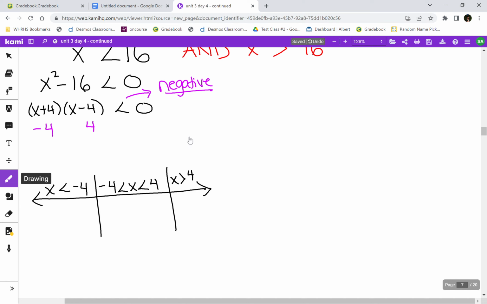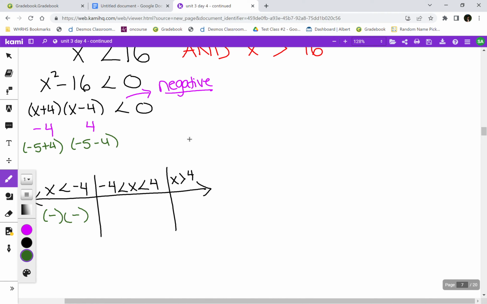All right, so we need to test x is less than negative 4. I'm going to use negative 5. Negative 5 plus 4 is a negative. Negative 5 minus 4 is also a negative. A negative times a negative is a positive. Do we want a positive product or a negative product? Negative. So what is getting rejected here? The first column and the last column. Let's still check the middle column to make sure it's not a no solution. So we'll test 0. 0 plus 4 is positive. 0 minus 4 is negative. A positive times a negative is a negative.